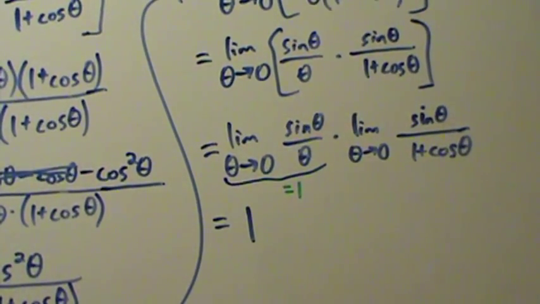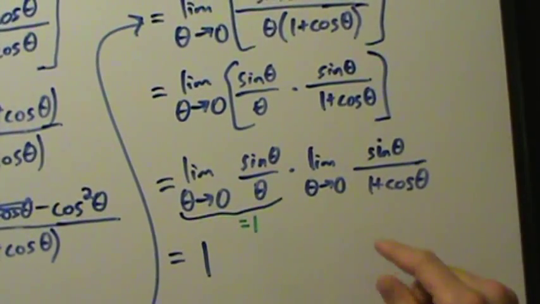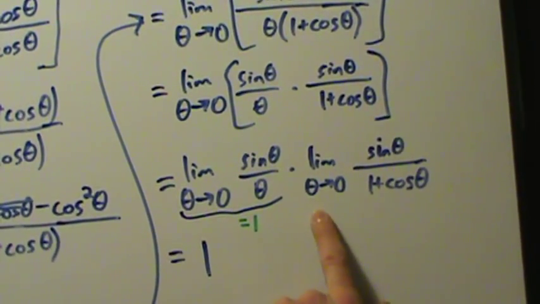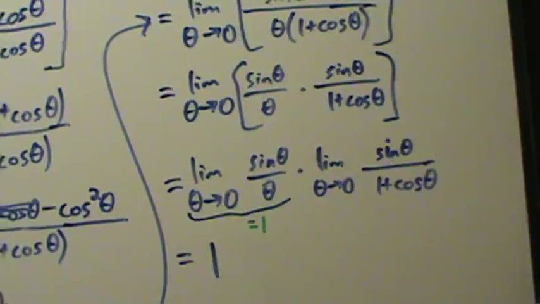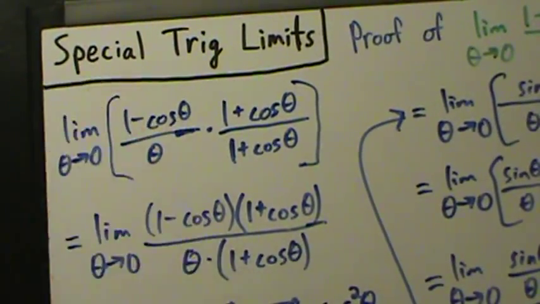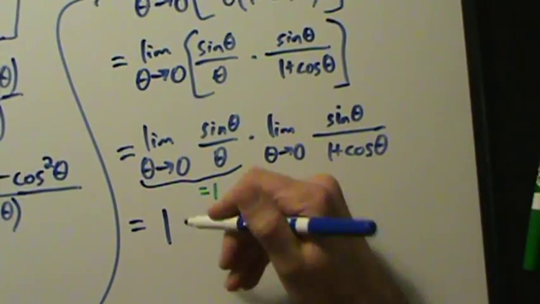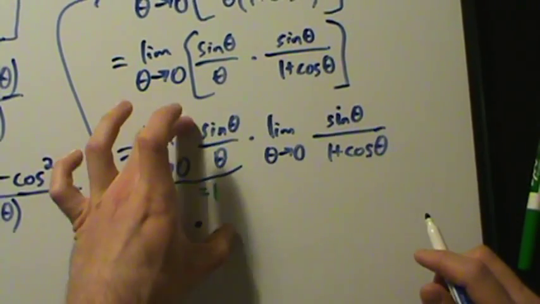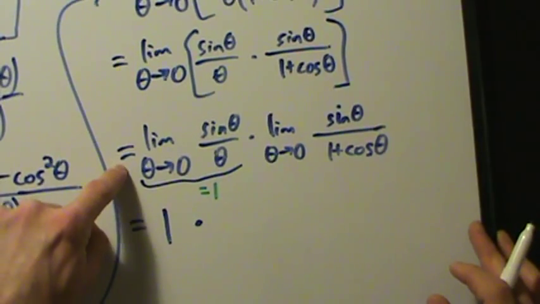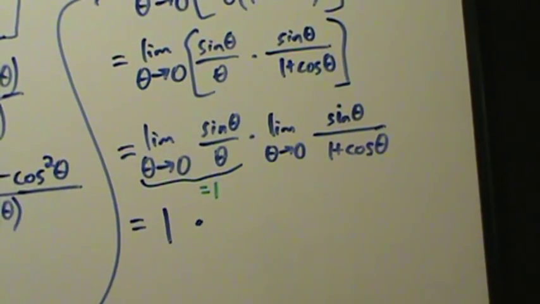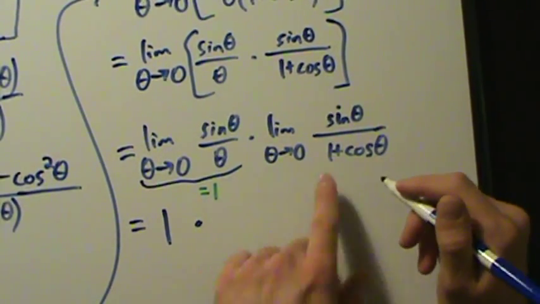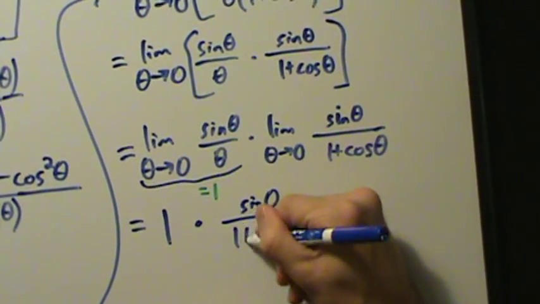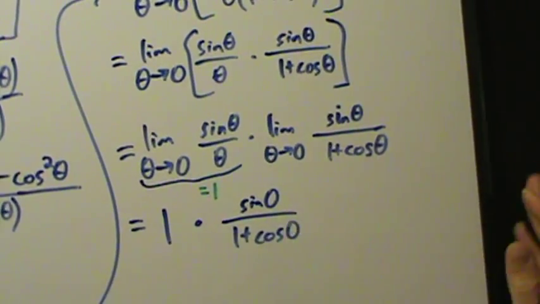Now, what about this limit here? We can actually just do direct substitution on this. There's no harm there, because we couldn't do that from the beginning since we get 0 over 0, but we can do that here. So this limit and this limit both exist, and it's okay to have this equality sign here. If we do direct substitution, we have sine of 0 divided by 1 plus cosine of 0.